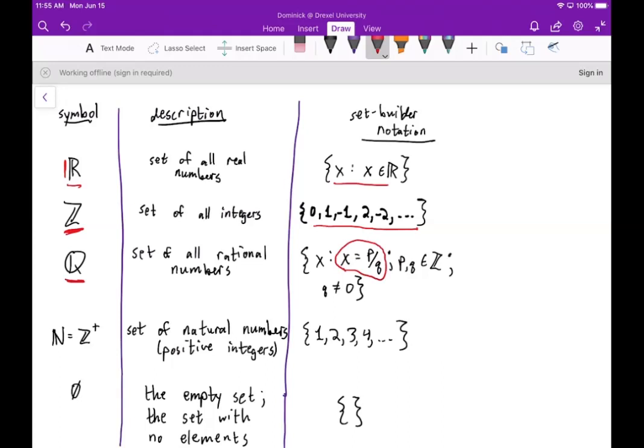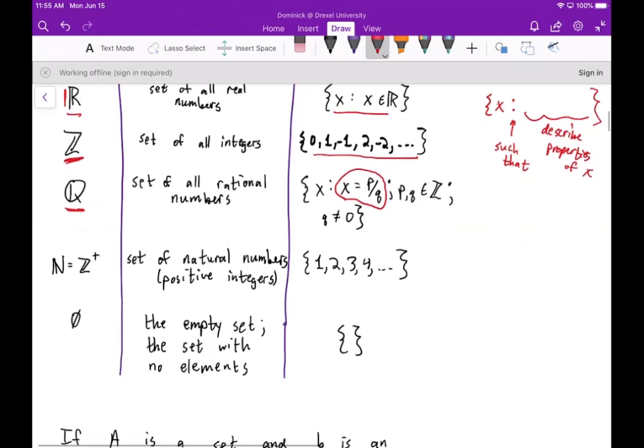Now, just a comment on set builder notation: we usually start, of course, with the curly brackets and then x, and then either a colon or a vertical bar is used to mean "such that," and then in the later part, we just describe properties about x. Right, so that's what we mean by set builder notation.